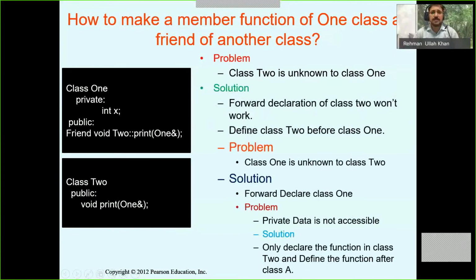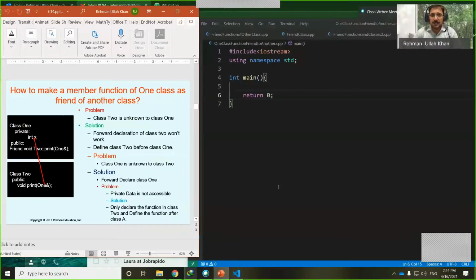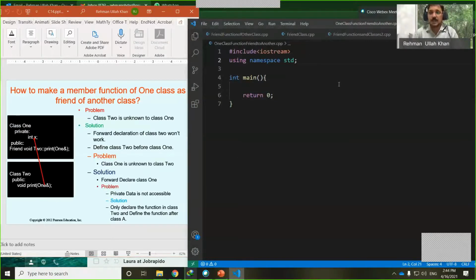The solution you might think of is: what if we forward declare class 2? But the forward declaration of class 2 is also not working. Let me show you practically, then hopefully it will be easy to understand.